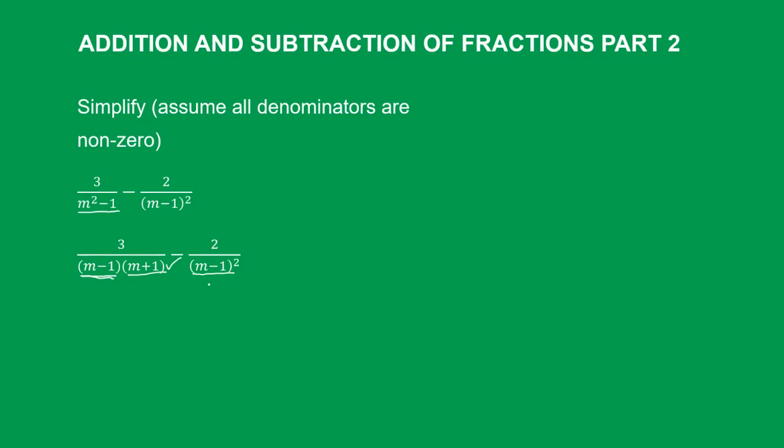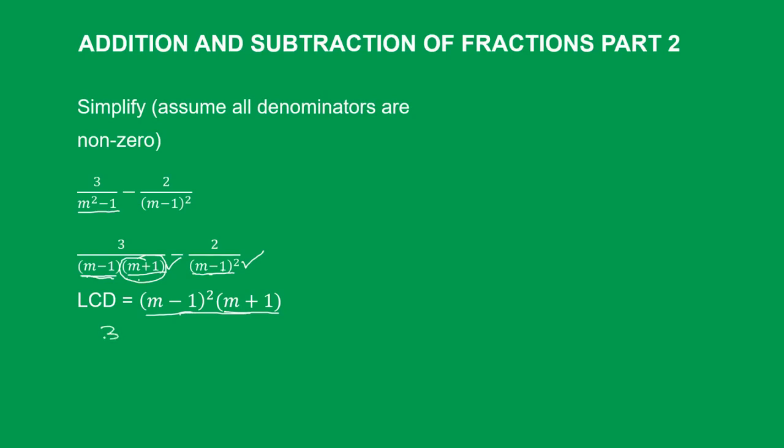So what is the LCM? So m minus 1 and m minus 1 squared, the lowest common multiple will be m minus 1 squared. And then for m plus 1, we have m plus 1 here. So the LCM will be m plus 1 times m minus 1 squared. So LCD is equal to m minus 1 squared times m plus 1. We have to make sure that both fractions have this denominator.